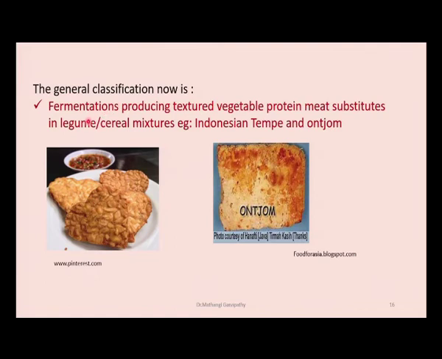Another classification is fermentations producing textured vegetable protein and meat substitutes in legume-cereal mixtures. For example, vegans or vegetarians do not consume animal proteins, fish, meat, etc., so for them you require a rich protein source, or meat substitutes can be used. To give a meaty flavor to the food, fermentation, especially of soybean and other legumes, gives that particular texture and flavor. The substrate is a legume-cereal mixture, and if you add specific microbes, the fermentation byproduct gives rise to a textured vegetable product with a meaty flavor. A typical example is the Indonesian tempeh.